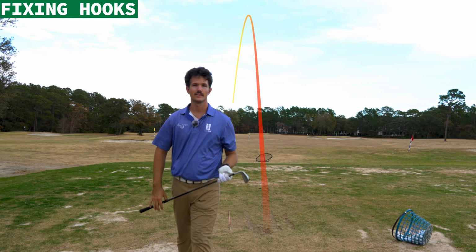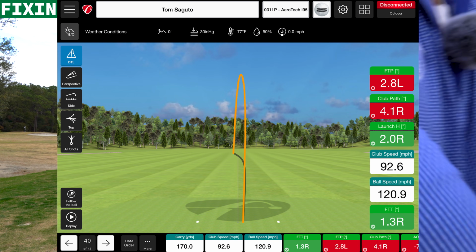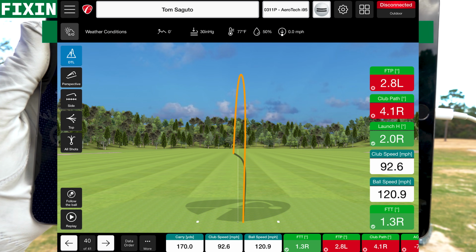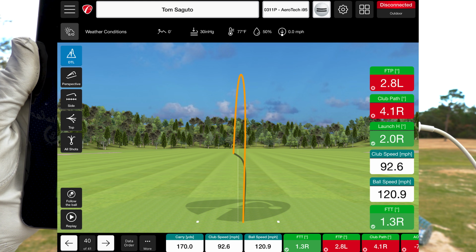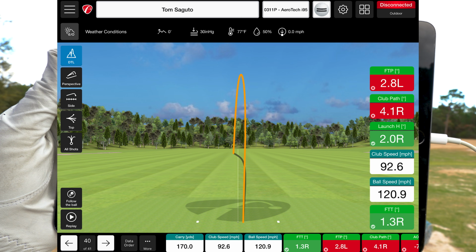All right, and voila. Look at the face to the target: 1.3 degrees right, so perfect, started slightly right. The club path was not 11 degrees anymore, it's just 4.1 degrees right. So I've lessened the amount of in to out path just to create a slight draw.